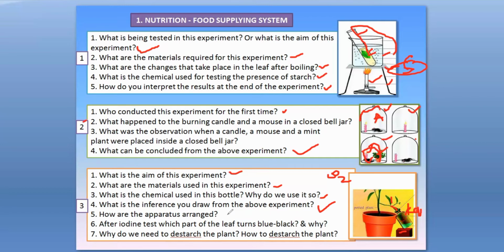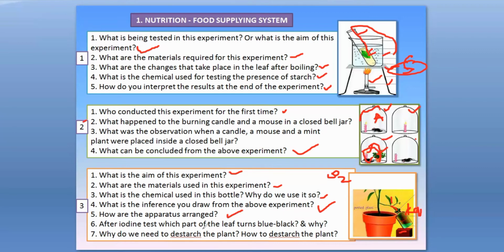How are the apparatus arranged? First of all, let us take the healthy potted plant which has a long and narrow leaf, and bring towards the plant a wide mouthed glass bottle, with half of the leaf inside the bottle and the rest of the leaf outside the bottle. Keep the rubber cork firmly, and keep a wooden block below the bottle so that it does not fall down.